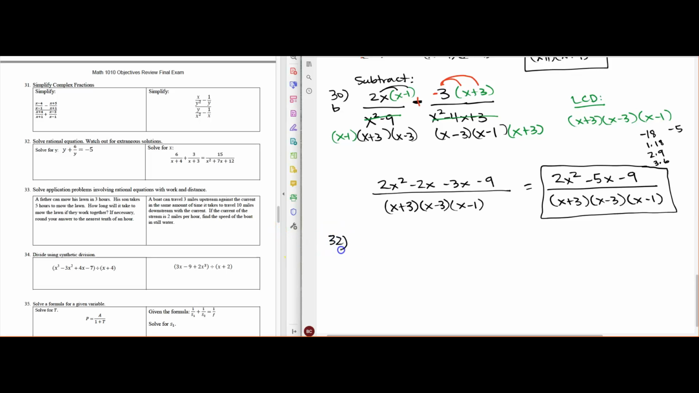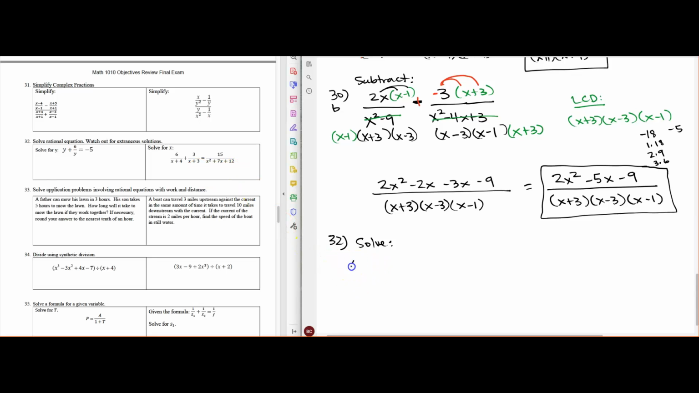So 32 is not telling us to add or subtract, right? It's telling us to solve, because now we have an equation. We didn't have an equation up here. Those were just expressions, so all we could do was add or subtract them together. But now we're trying to figure out what x is.